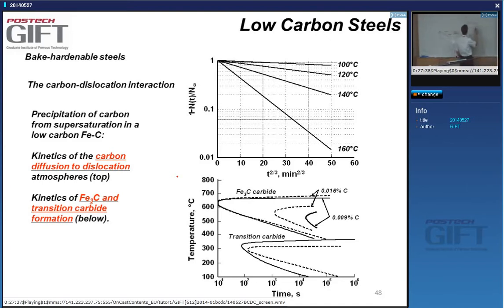So if I have 20 minutes, that is 1,200 seconds, so about 1,000 seconds is here. So we're not really forming cementite, but we're forming low temperature carbides, which we call transition carbides. They're usually called eta carbides or epsilon carbides. You may have heard about them. We're not going to go into too much detail about these transition carbides, but they're not your regular cementite.